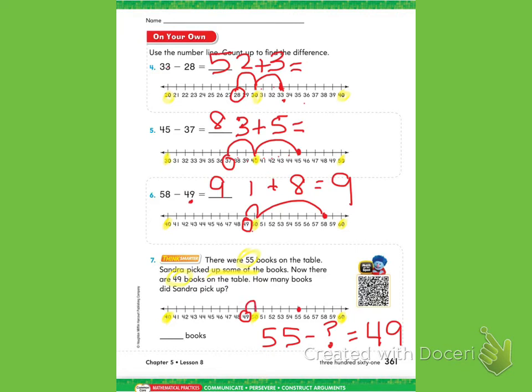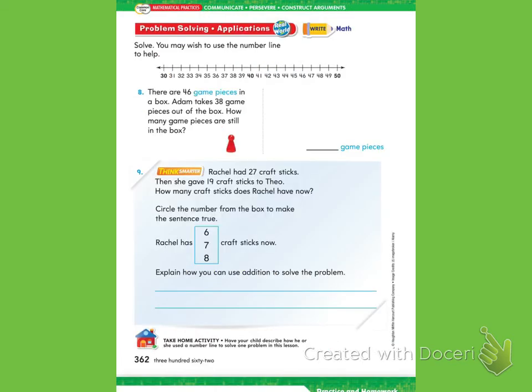So 49 to 50, that's a jump of 1. 50 to 55, that's a jump of 5. So when I add those together, how many books did Sandra pick up? She picked up 6. All right, let's go to the last page. And you have another number line.